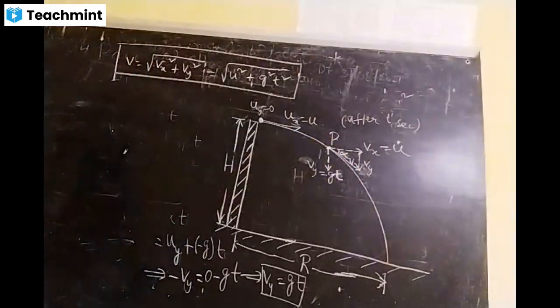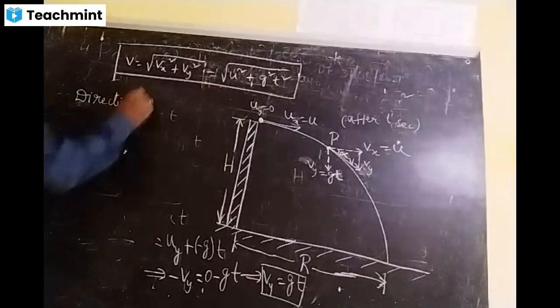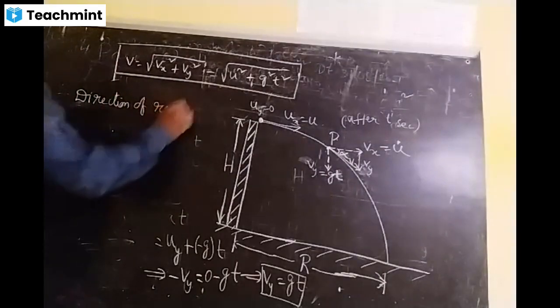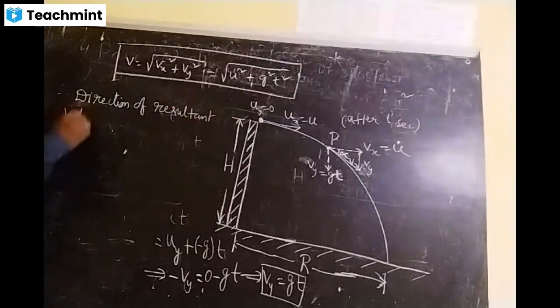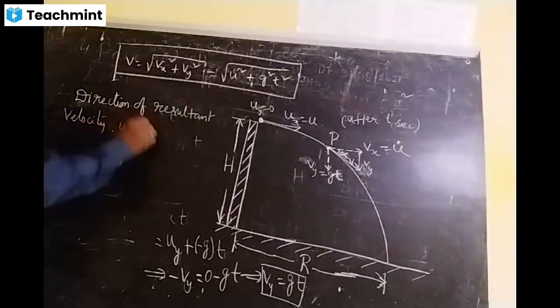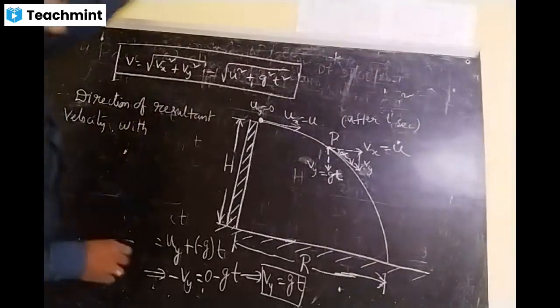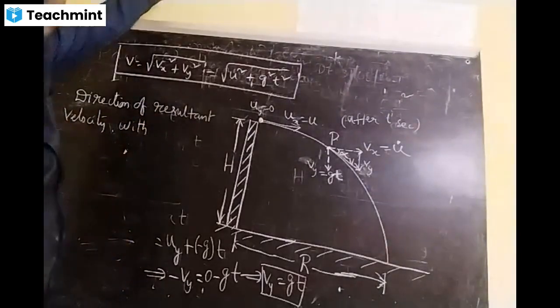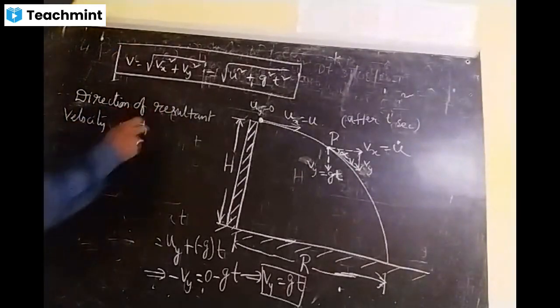Now I want the direction of the resultant velocity. Someone asked whether alpha equals tan inverse of Q sin theta over P plus Q cos theta can be used. That also I'll tell you. But this is very simple.